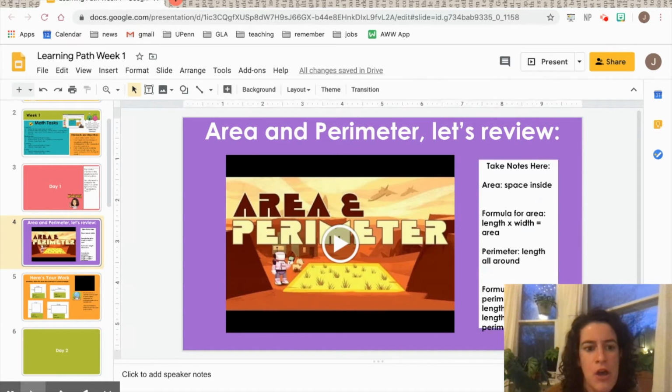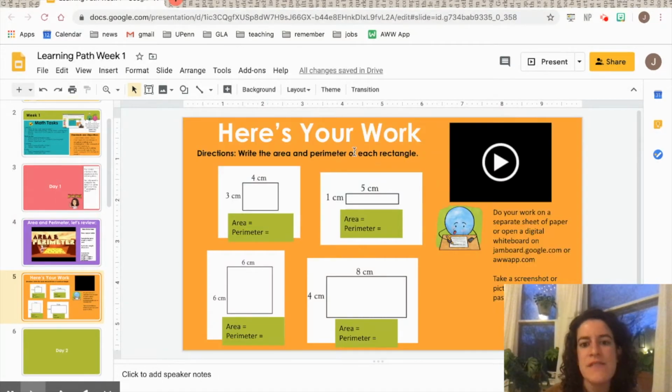Okay, so let's move on. This is going to be your work for today. The directions say to write the area and perimeter of each rectangle. Now, if you're able to follow along in Google Slides, then there's a little video right here, and it's me kind of explaining how to do all of this and how to do work virtually. But since you're just using a paper and a pencil, we're just going to look at each shape. I want you to solve for the area and the perimeter. You're going to write the answer down and then move on to the next shape.